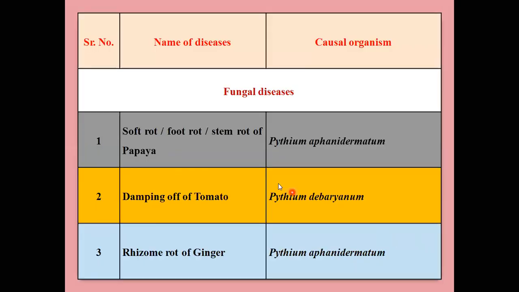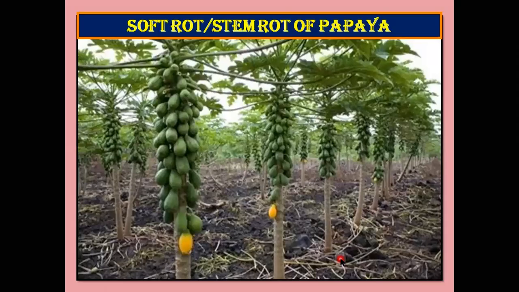These are the three most important diseases caused by the Pythium genus in papaya, tomato, and ginger: soft rot of papaya caused by Pythium aphanidermatum, damping off of tomato caused by Pythium debaryanum, and rhizome rot of ginger caused by Pythium aphanidermatum. Now we discuss one by one. First of all, we discuss soft rot or stem rot of papaya.